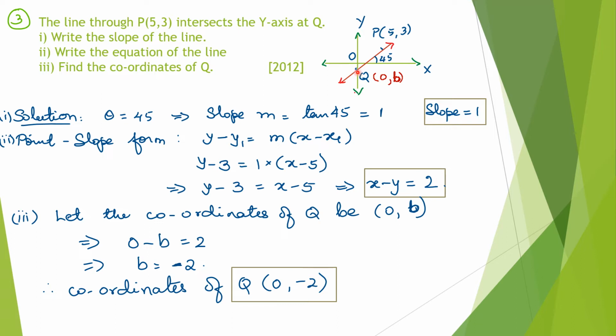Now I want to find out what are the coordinates of the point Q. So I'll say let the coordinates of Q be (0, b). Because this point Q is on the line x minus y is equal to 2, when I substitute x is equal to 0 and y is equal to b, I get the value of b. That means the coordinates of Q are going to be (0, -2). Repeat, don't leave it at b is equal to minus 2. You have to write the coordinates with the brackets. Without the brackets it doesn't make any sense.